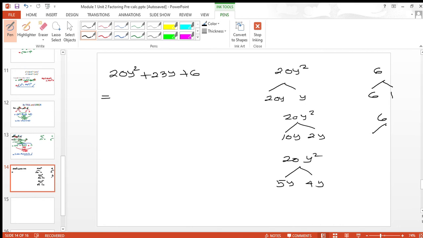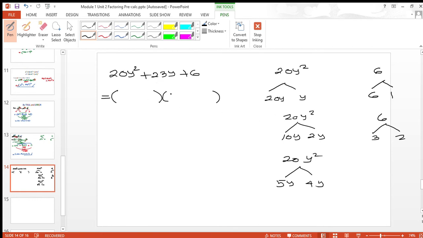We can also have 3 and 2. So we're just listing down all the possible factors. So we need now to get the proper combination here. So you have different choices. You can have 20 and y paired with 6 and 1, or 20 and y paired with 3 and 2, or 10y and 2y paired with 6 and 1 or with 3 and 2, or 5y and 4y paired with 6 and 1 or with 3 and 2. So we create two groups. So which do you think will be a good combination here?